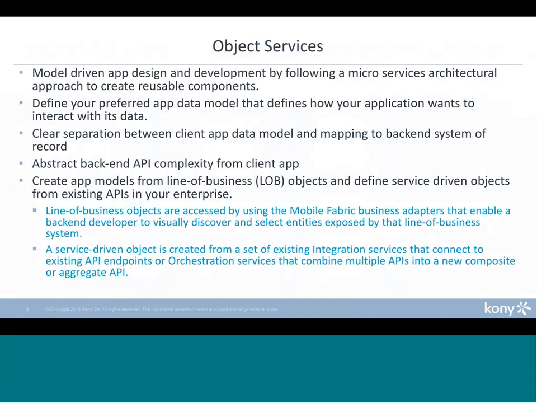So the reason I'm explaining all this about object service is that offline object is built on top of object service. So object service is a prerequisite for using offline objects. As I explained, object service is model-driven app design. So it follows a microservices architecture. You can inject it into any app, and you can define your preferred data model.